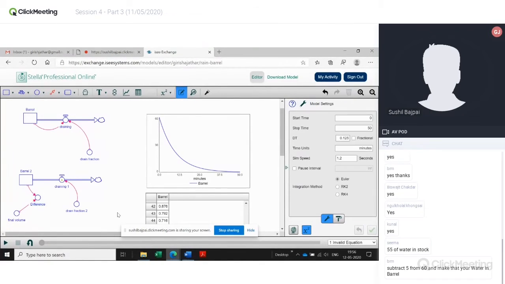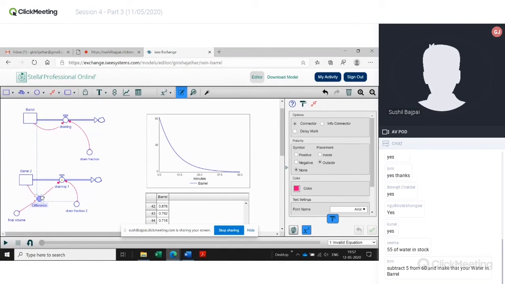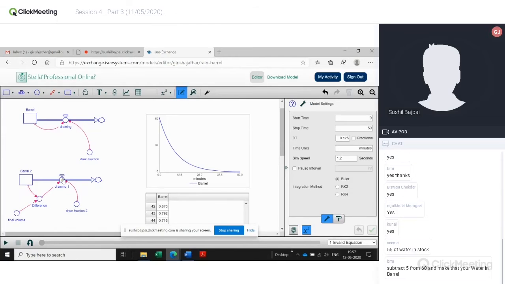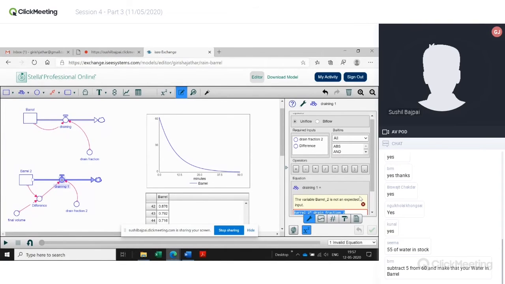And click it. Now, basically, when we start subtracting, when the amount of water in the barrel will become 5, and this is 5, so 5 minus 5, this will become 0. As soon as this becomes 0, then you see the magic of what it will do. Let's connect difference to draining 1. Great.